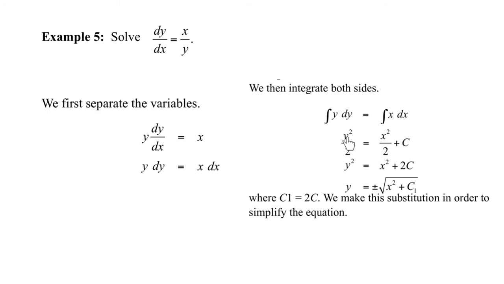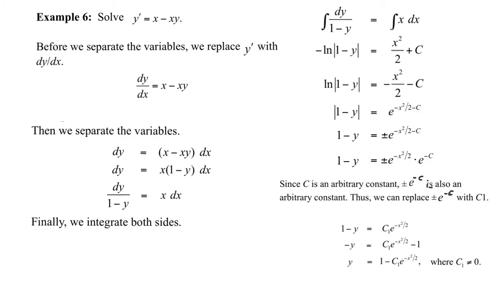So now we need to solve for y. Multiply both sides by 2. So this 2 will cancel. In order to solve for y, take the square root on both sides. So y equals plus or minus the square root of x squared plus 2c, and replace this 2c by c1.